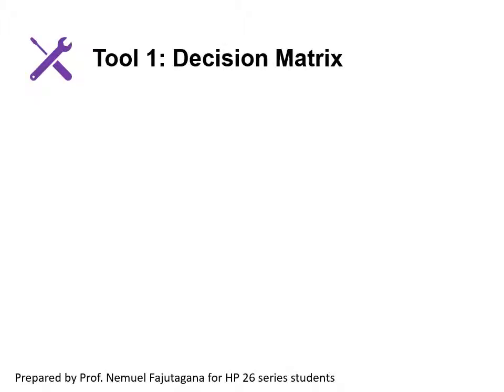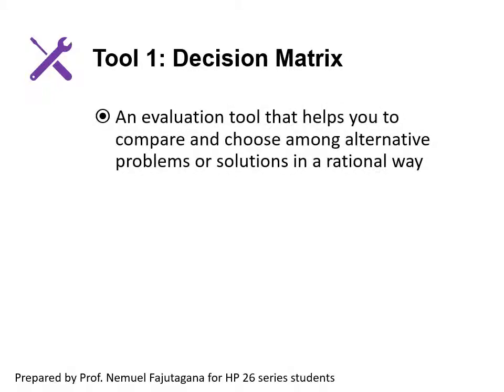Okay, so let's start with the decision-making matrix tool that we discussed last week. We just go back to it very quickly. So just the description, it's an evaluation tool that helps you to compare and choose among alternatives, right? So you will say, how many alternatives do we have? Or let's say, let's go team building. How many alternatives do we have?